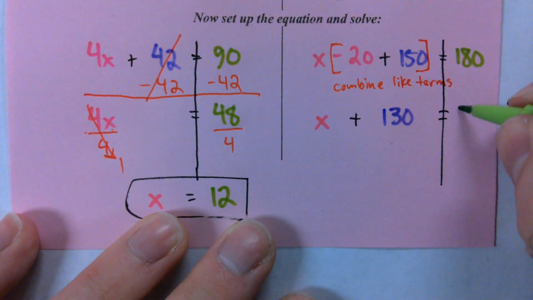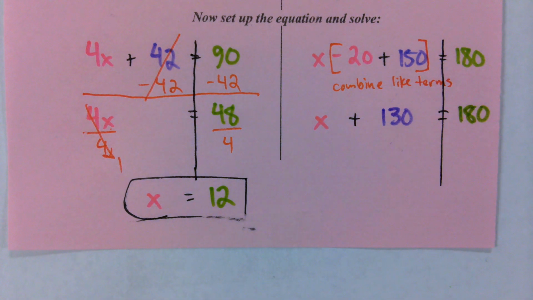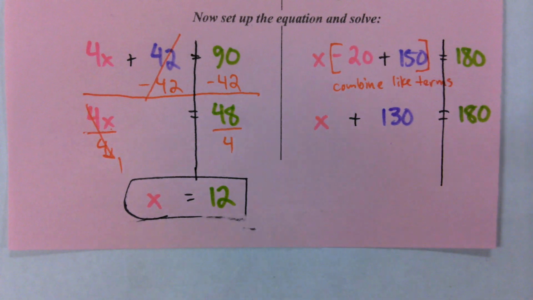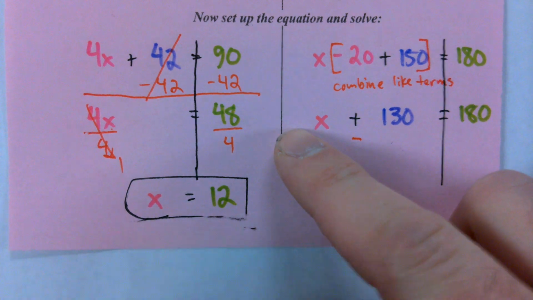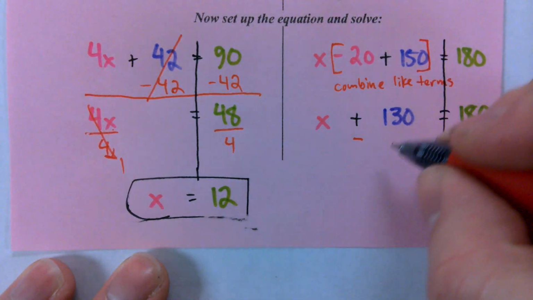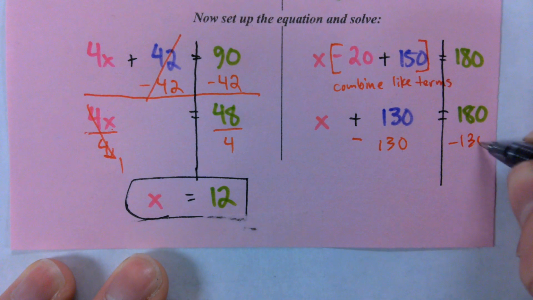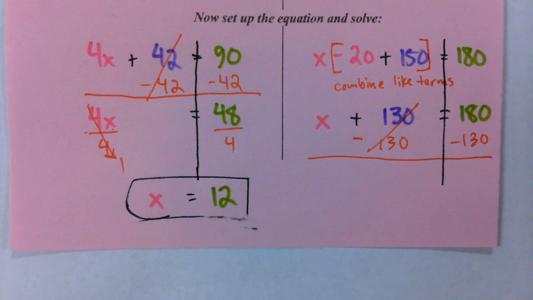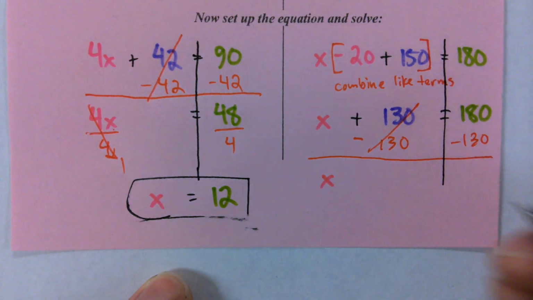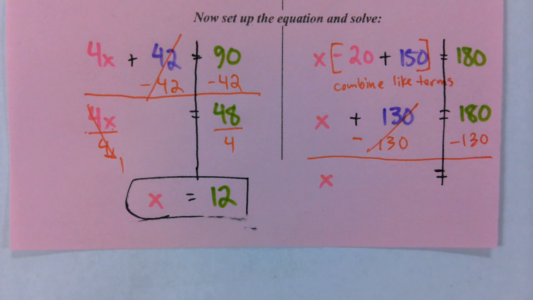So now we have x plus 130 equals 180. Now what can we do on both sides? We're going to subtract. What are we going to subtract on both sides? 130. Again, we're adding 130 to our variable, so we want to do the opposite of that, which is subtracting 130 from our variable. The 130s cancel out, leaving us with x is equal to what? 180 minus 130? 50. Perfect.